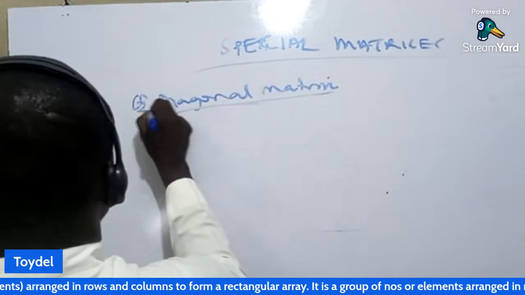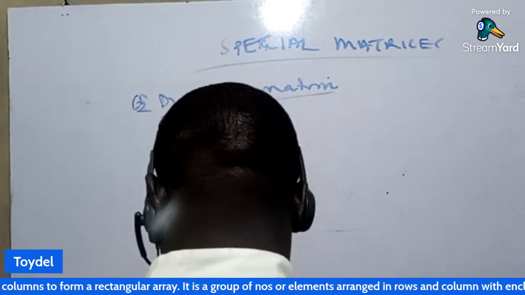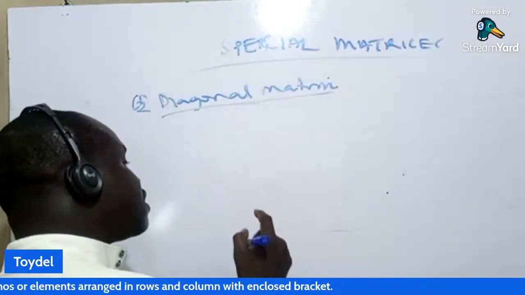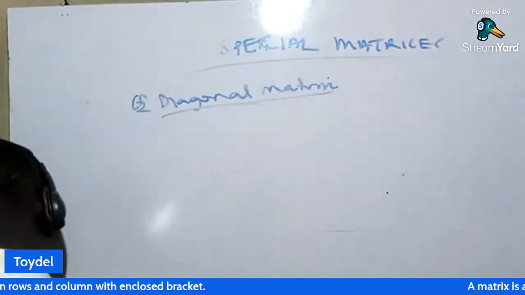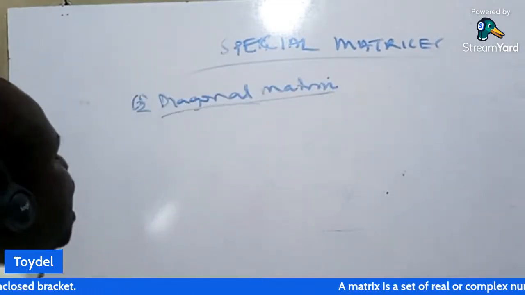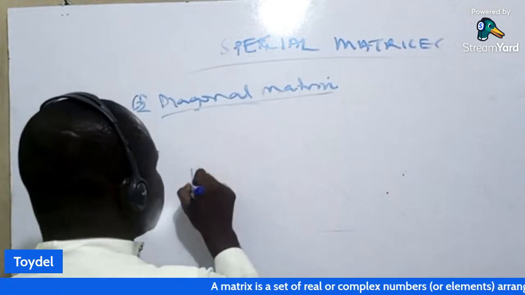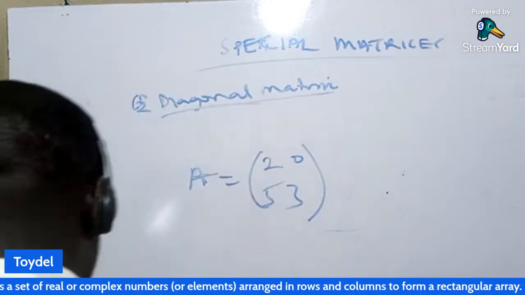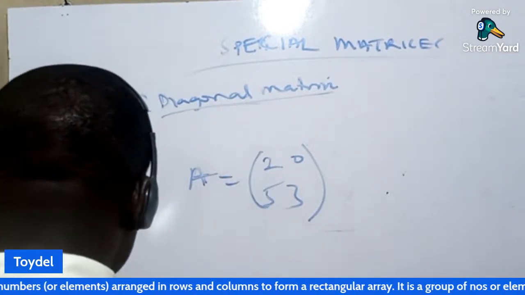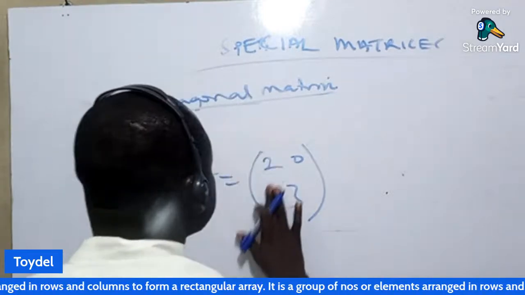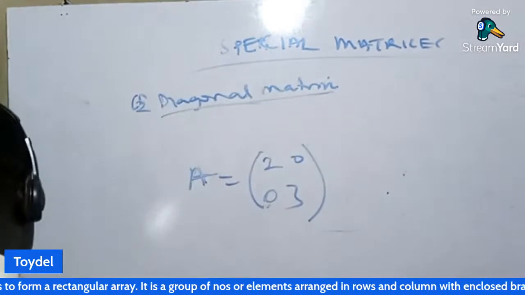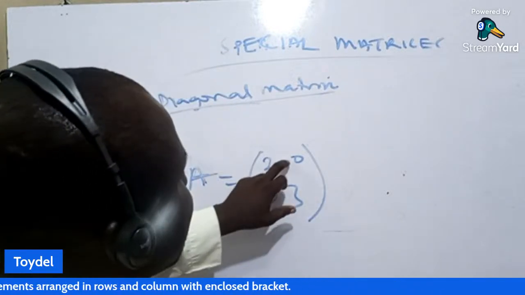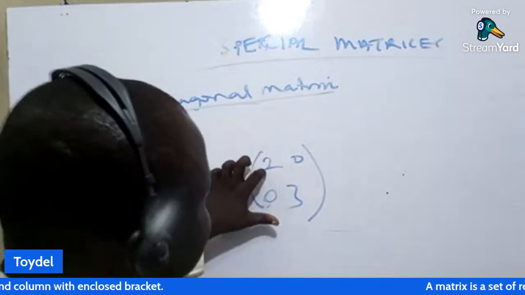Another special matrix that we talk about is called the diagonal matrix. So that will be the second one. A diagonal matrix is also a square matrix. It's a square matrix with non-zero elements at the leading diagonal. For instance, if you have a matrix A, which is equal to 2, 3, 5, 0. In this case, this matrix is a diagonal matrix. Why is this matrix a diagonal matrix? Because we have zero elements on other parts of the matrix except on the leading diagonal.